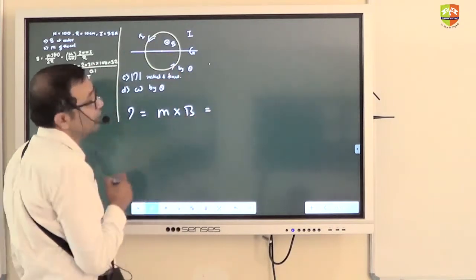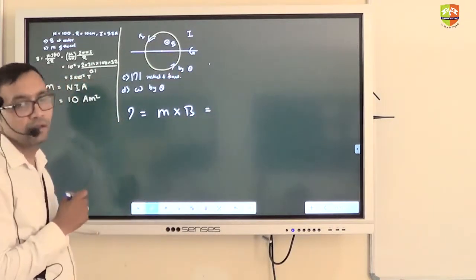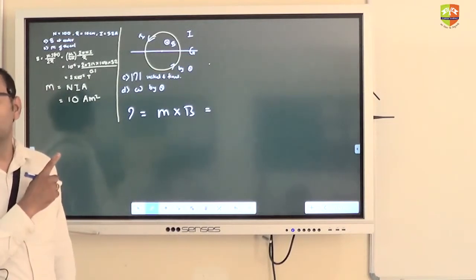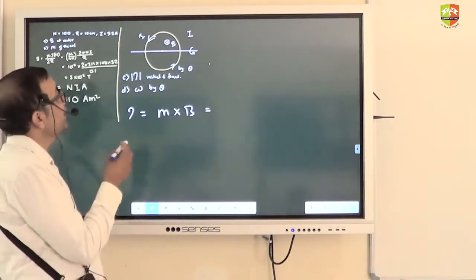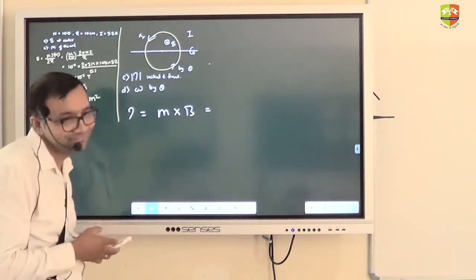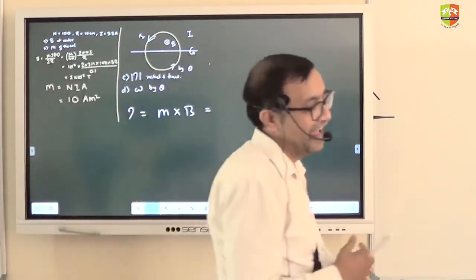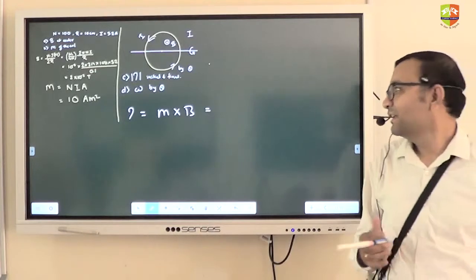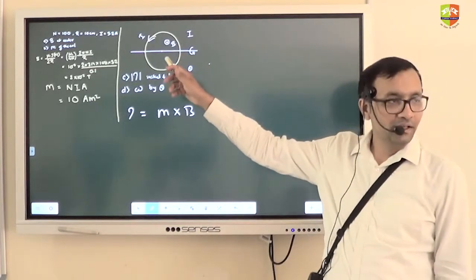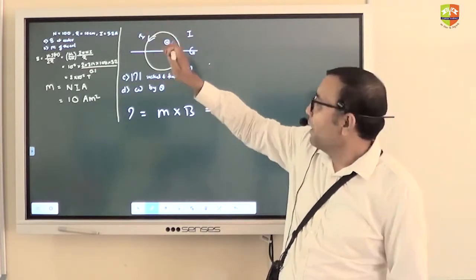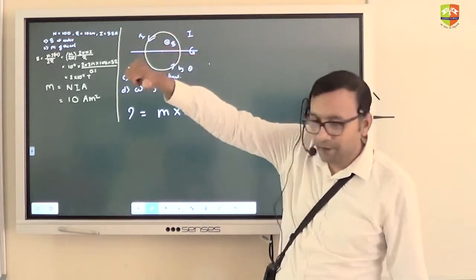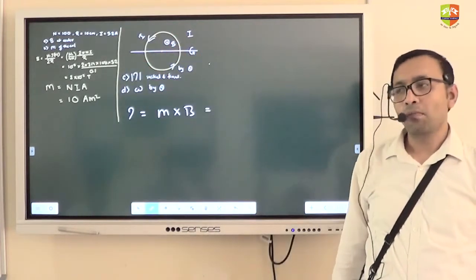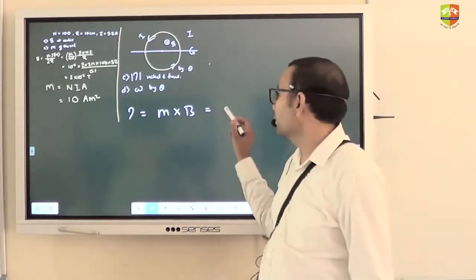Angle between m and B is what right now? What is the angle between M and B right now? Zero. I mean 90 degrees, right? No, zero. B is coming out and m is also coming out. The angle is zero, right? The torque is zero.